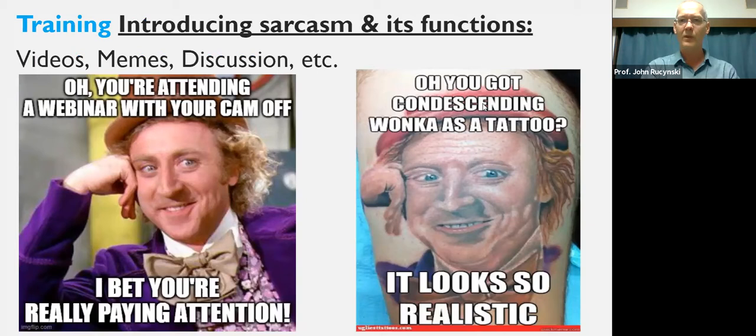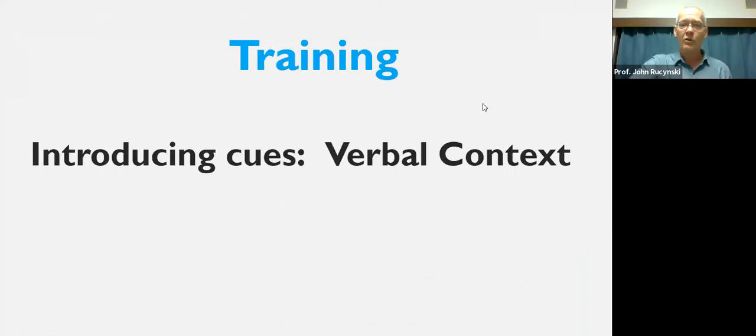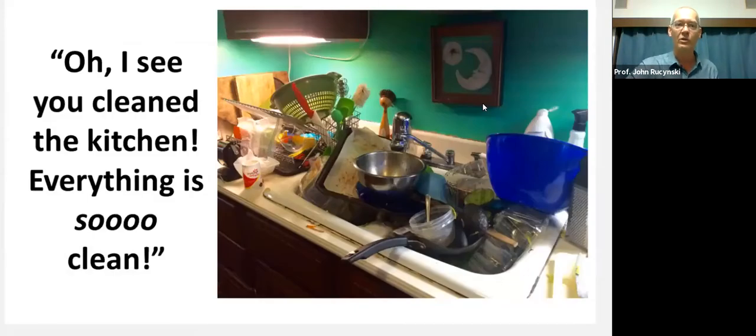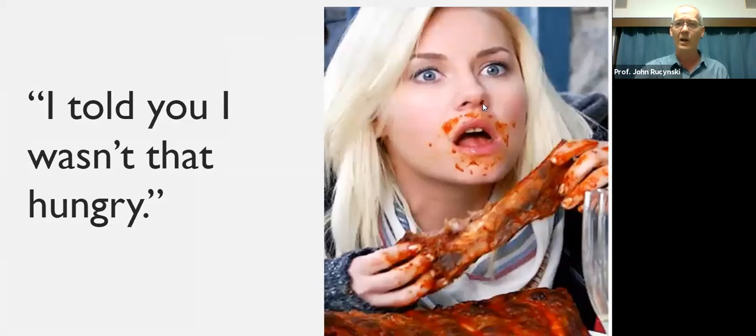Okay, the great thing with the internet, and again, going back to condescending Wonka, we have so many examples we can use. And these are fortunately very easy to modify if you need to make them easier. Okay, first though, we just want to give the verbal context. So very clear pictures that show sometimes English speakers mean the opposite of what they say. So, "Oh, I see you clean the kitchen. Everything is so cleaned." So this visual makes it very clear. Okay, so this person is joking. This person is saying the opposite. Or this woman here, "I told you I wasn't that hungry," obviously very hungry. So these are very, very simple examples. And just be creative with these. Get anything from Google Images and then put like one sentence to show what someone might say as sarcasm.